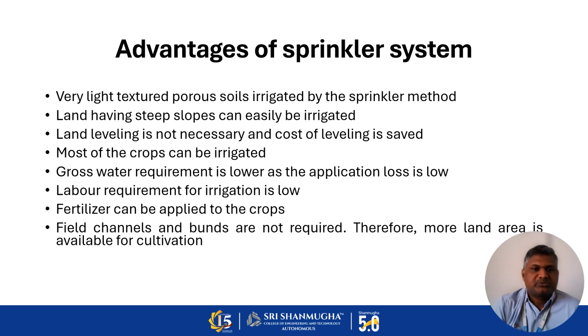These are the advantages of the sprinkler system. Very light textured porous soils can be irrigated by the sprinkler method. Land having steep slopes can easily be irrigated. Land leveling is not necessary and the cost of leveling is saved. It all depends on the discharge rate. Most of the crops can be irrigated. Crop water requirement is lower as the application loss is low. Labor requirement for irrigation is very less. Fertilizer can be applied to the crops. Field channels and bunds are not required, therefore more land area is available for cultivation practices.